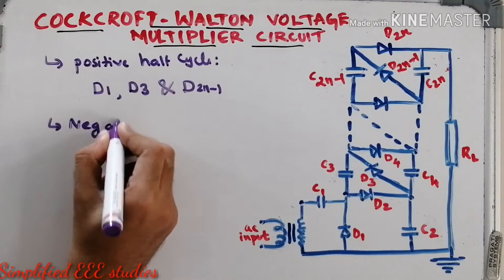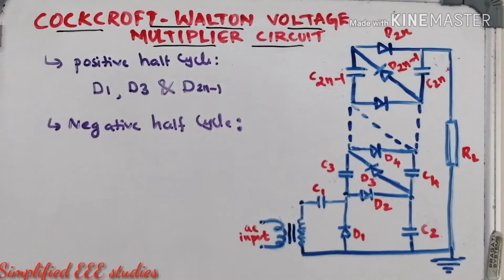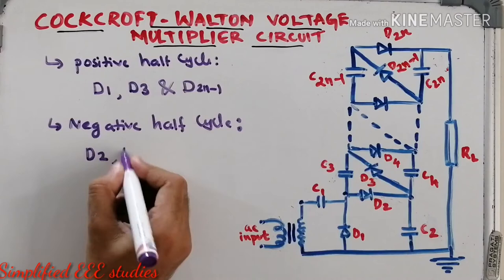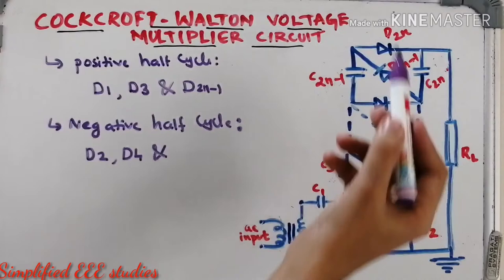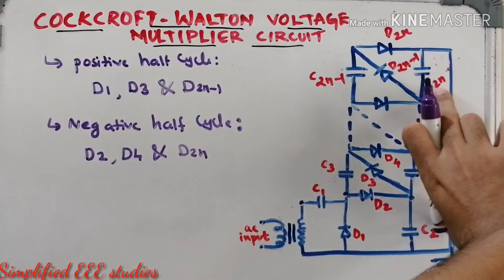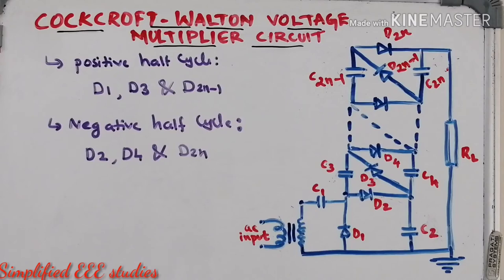Similarly, during the negative half cycle, the following observations may be made. During the negative half cycle, as I can say, diode D2, you can see the diode D2. Similarly, diode D4, and diode D2N are getting conductive. So that you will be getting a DC output across the load terminal. Moreover, the load consumes a very small amount of current, that is less than a milliampere.